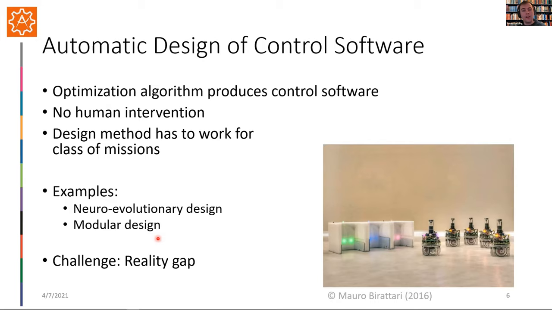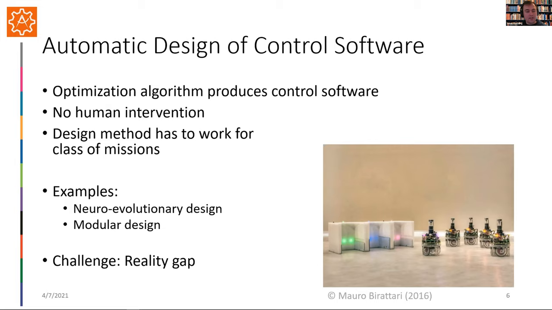So there are two ways of approaching this. One is you can be running the design and the optimization directly on the robots in a kind of online design. But the problem there is that we need a lot of iterations to be able to generate control software. And usually we do not have the time or the ability to run 1000 experiments on real robots just to get control software. So instead, we are interested in offline design, where the design problem is offloaded into simulation, and only once we have the result, it is uploaded onto the robots.